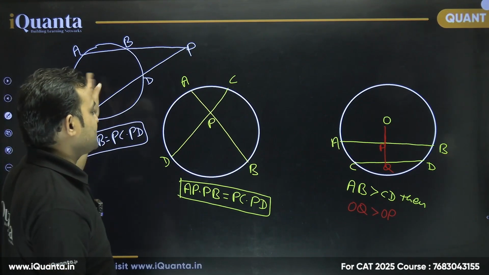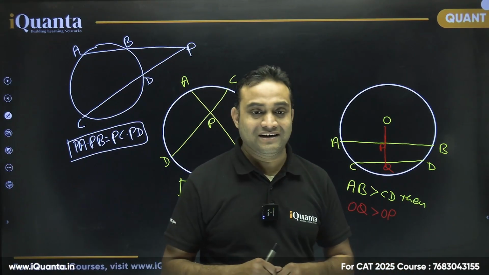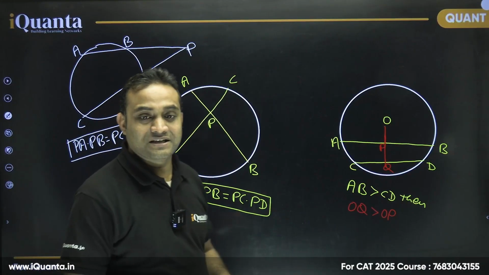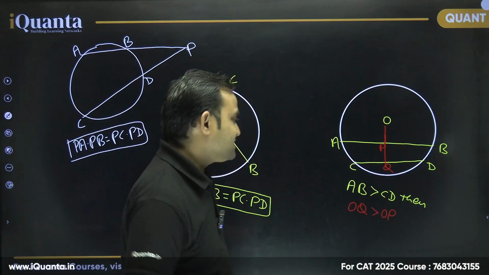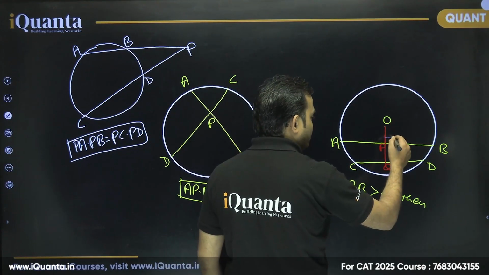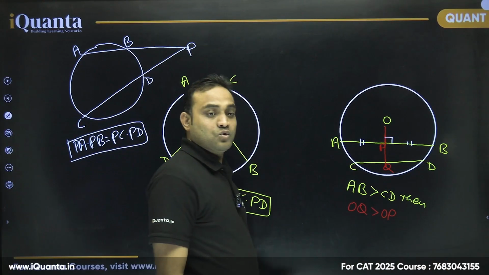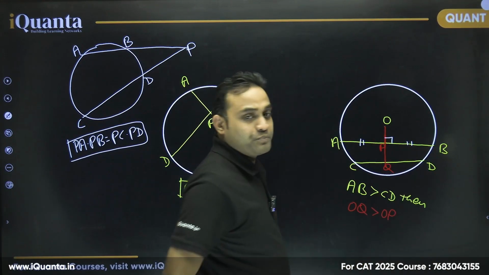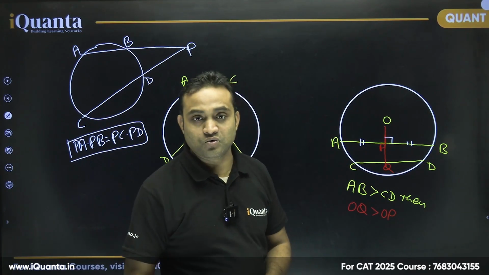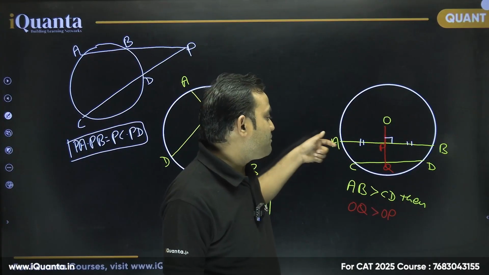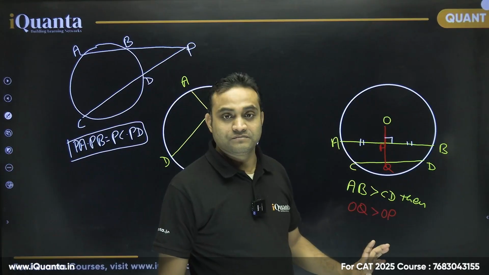So this is the same relation. But in one case chords are intersecting inside the circle, in the other case chords are intersecting outside the circle, and the intersection point is P. Now apart from this, also remember that if you draw a perpendicular to any chord from the center, it bisects the chord, meaning AP will be equal to PB if OP is perpendicular to AB. The vice versa is also true: if OP is bisecting AB, then OP will also be perpendicular to AB.